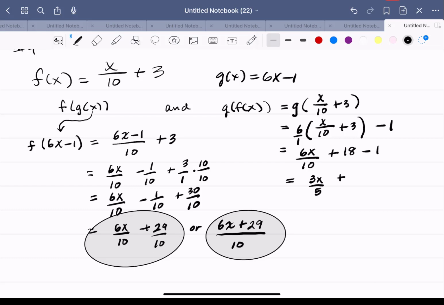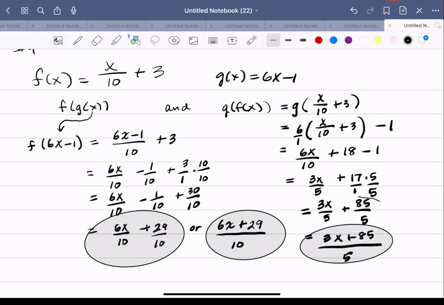over 5 plus 17. Now to combine this into one expression, I need a common denominator of 5. So I'll multiply the top by 5 and the bottom by 5. And that's going to give me 17 times 5, 85 over 5. So that's 3x plus 85 over 5. And so that's the best format for this answer, although this with getting common denominators is also acceptable.